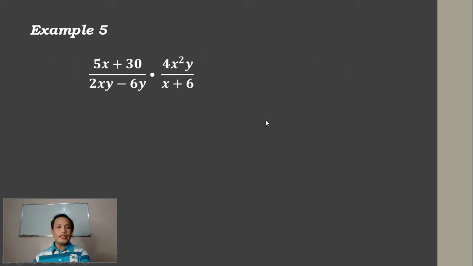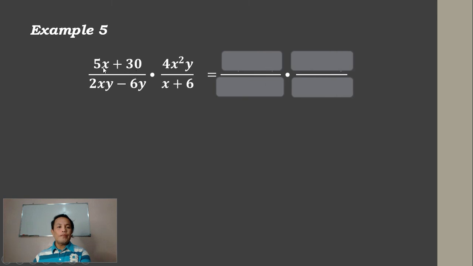So let's proceed to example number 5. We are given 5x plus 30 over 2xy minus 6y times 4x squared y over x plus 6. So factor out the numerator, 5x plus 30. The common monomial factor between 5x and 30 is of course 5. So we factor out 5. Then what shall remain inside the parenthesis is x plus 6, because 5 times x is 5x, then 5 times 6 is 30.